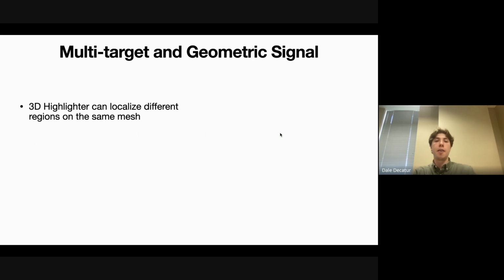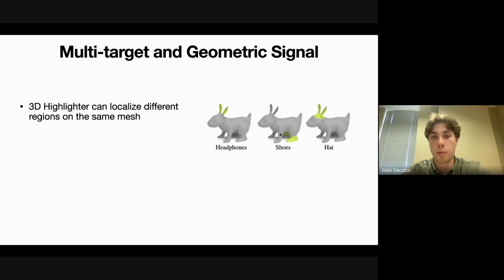Additionally, our 3D Highlighter approach is able to localize different regions on the same mesh. In this example, we're showing it with a bunny, and we can see that it's able to get headphones and hat. What's interesting about this is they're somewhat similar localizations, but there are subtle differences. And what's nice is to see that our models have to respect those differences. The headphones stay on the ears, whereas the hat comes down more onto the top of the head.